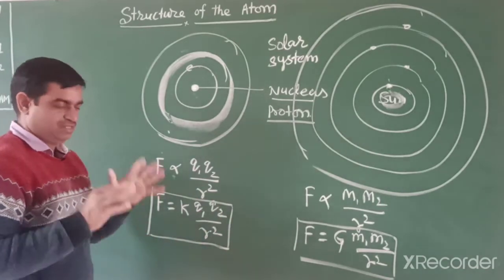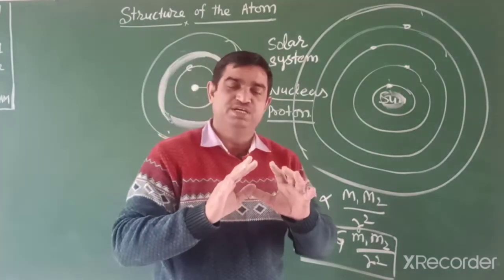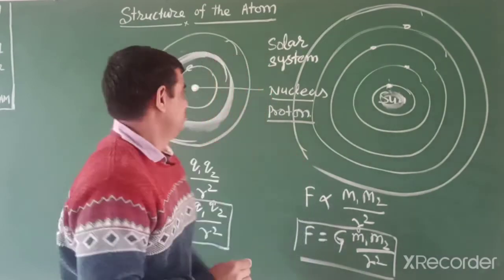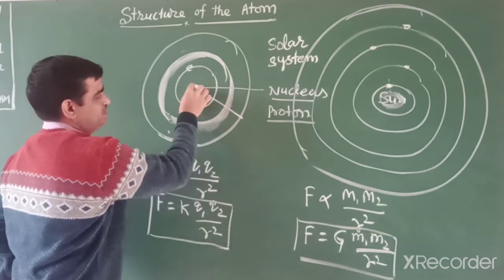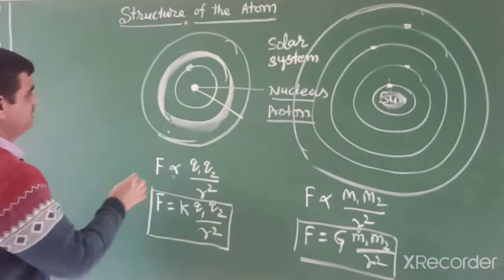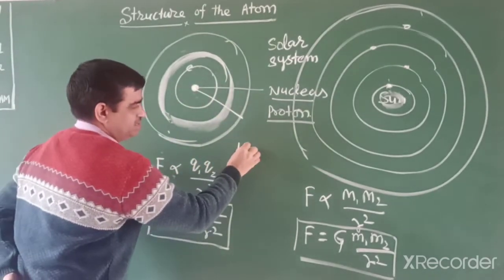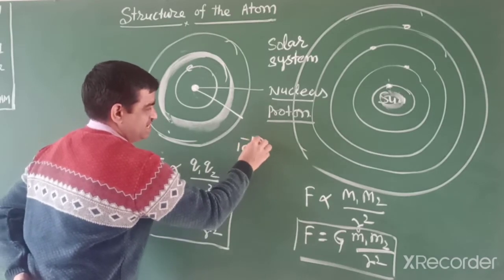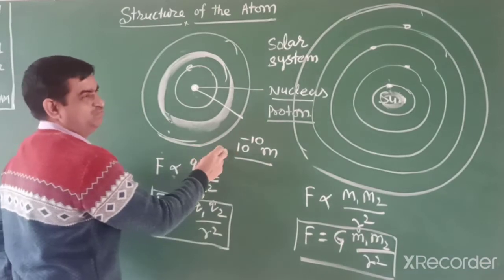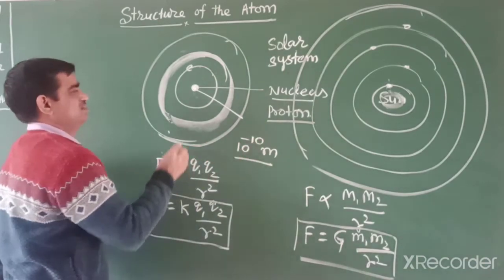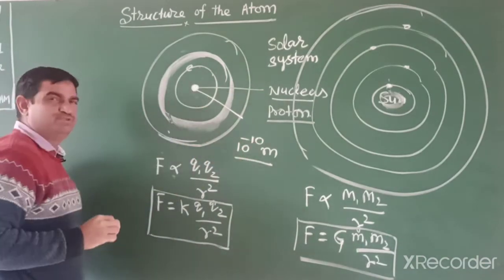Now students, he assumed the size of the atom. The atomic radius we calculate is 10 to the power minus 10 meter. The radius of the atom is 10 to the power minus 10 meter. But what is the size of the nucleus?